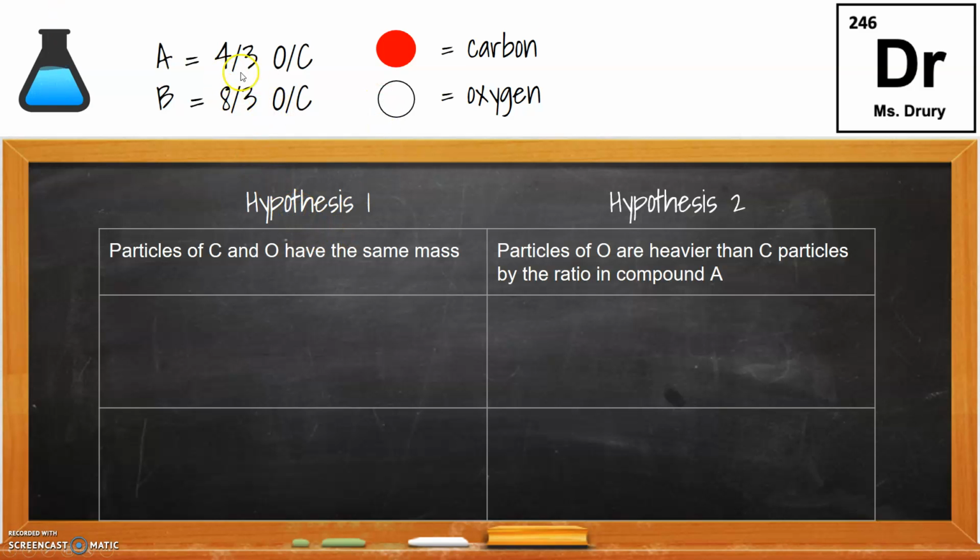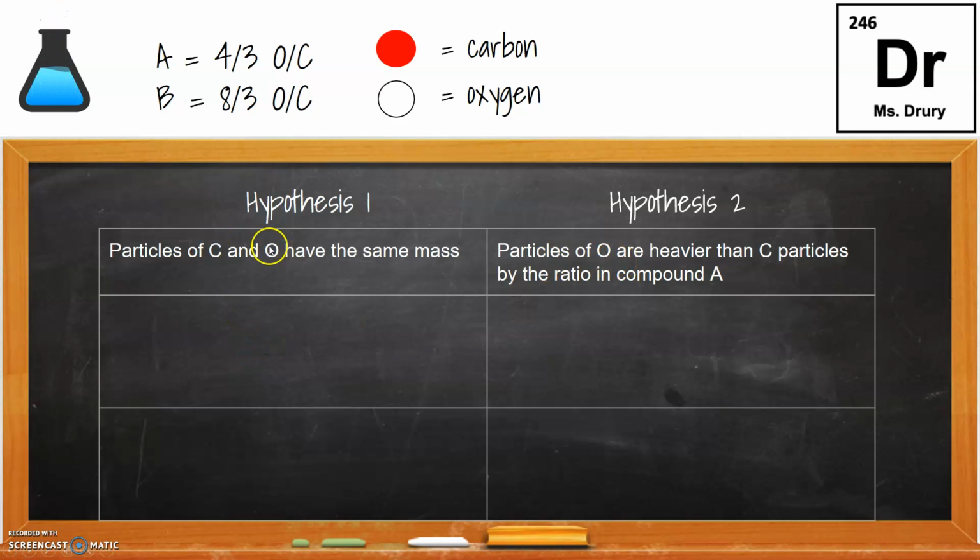What does this mean? If this is how they're reacting, 4 grams of oxygen for every 3 grams of carbon, 8 grams of oxygen for every 3 grams of carbon, that either means the particles of C and O have the same mass, or that O is heavier than C. So let's see both hypotheses.